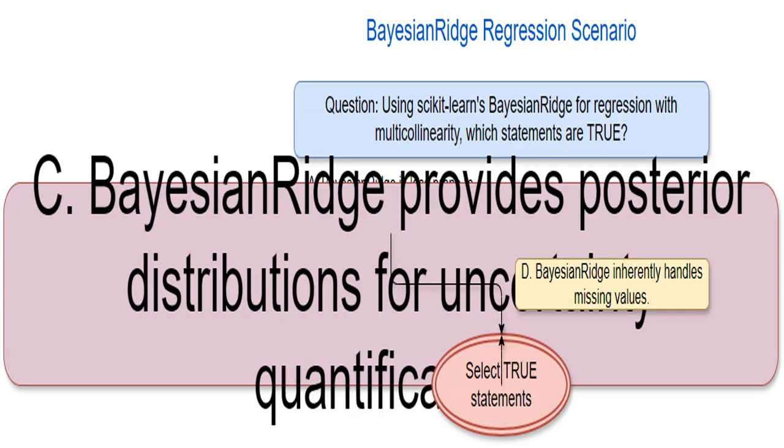This is true. Unlike methods that only provide a single best guess for parameters, BayesianRidge gives you a whole distribution. This is cool because I can directly see how uncertain I am about my parameter estimates, which offers uncertainty quantification.